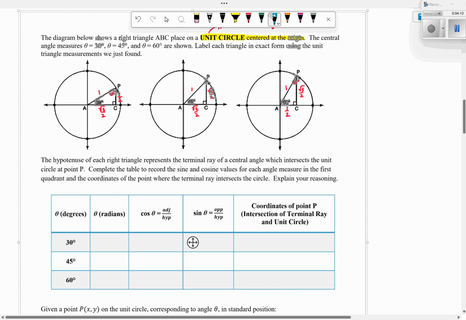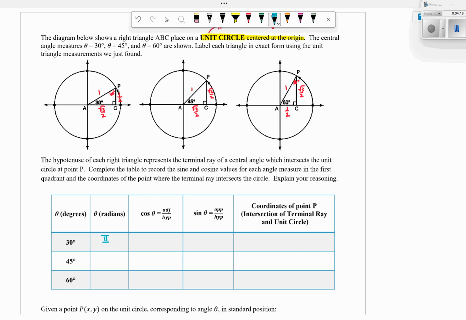For the first one, we have 30 degrees. Remember in radians, we said that was pi over 6. And if you forget, you can always do 30 degrees times pi over 180. Those would cancel out to leave you with 30 pi over 180, which reduces to pi over 6 if you don't have your calculator.